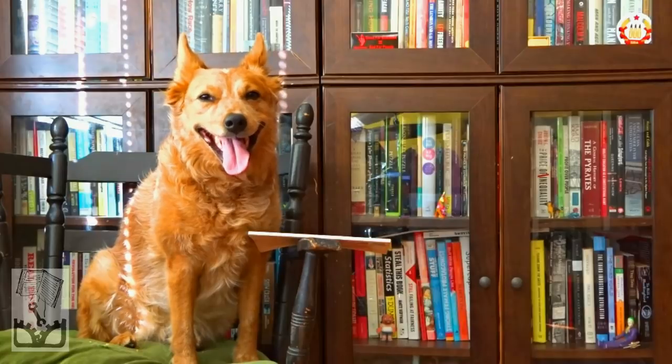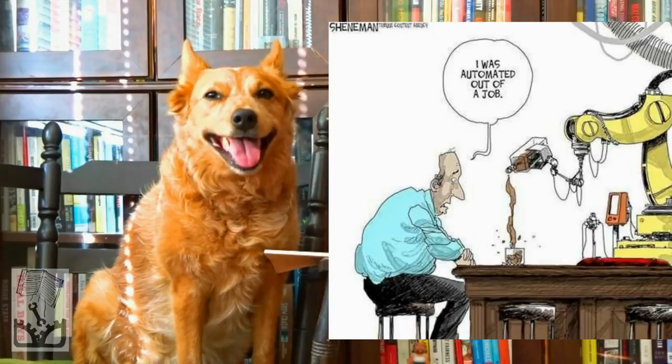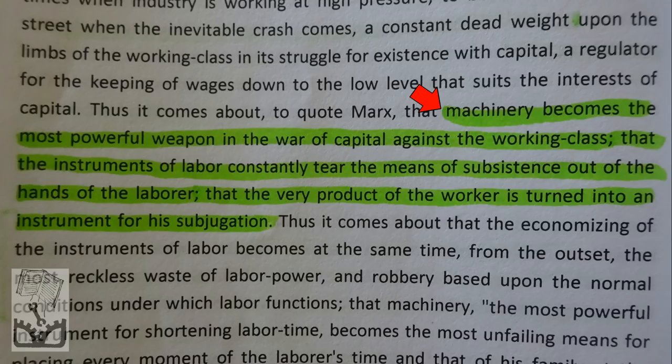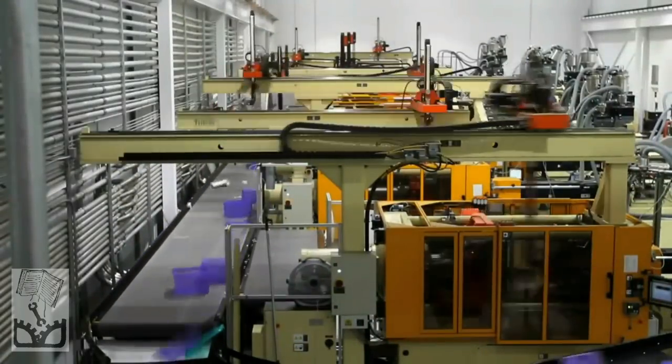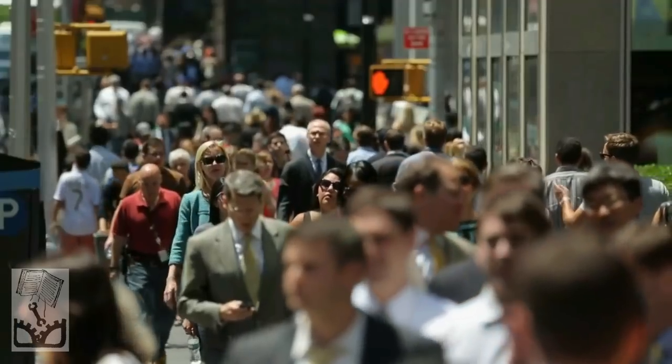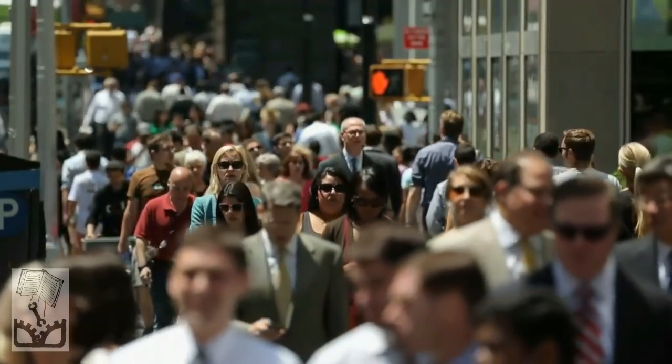Engels then points to a crisis in capitalism that has become increasingly important in our modern day: machinery and automation. He states, "Machinery becomes the most powerful weapon in the war of capital against the working class. That the instruments of labor constantly tear the means of subsistence out of the hands of the laborer. That the very product of the worker is turned into an instrument for his subjugation." It's a tool to produce abundance for little effort. We need to start thinking now about what to do when large sections of the population are unemployable through no fault of their own. What to do in a future where, for most jobs, humans need not apply.